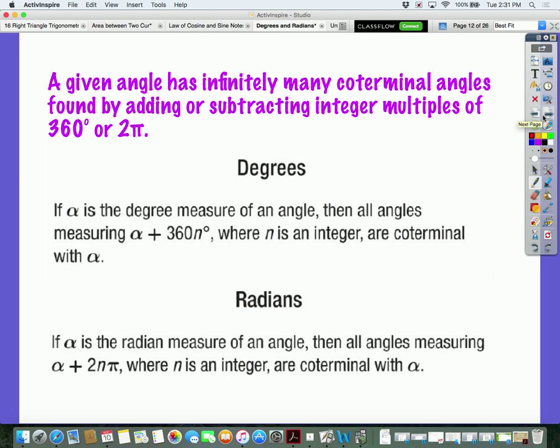So, any angle has infinitely many coterminal angles found by adding or subtracting integer multiples of 360 or 2 pi. 360 is when you're dealing with degrees. So, if alpha is the degree measure of an angle, then all angles measuring alpha plus 360n, where n is an integer, are coterminal with alpha. Whatever alpha is, it could be 60 degrees, it could be 100 degrees. If you continuously add or subtract multiples of 360 degrees, you'll have a coterminal angle. The same thing happens with radians, except this time you're adding 2 pi, because 360 degrees is 2 pi radians. So you would add or subtract multiples of 2 pi.